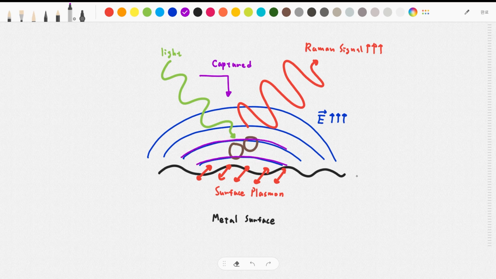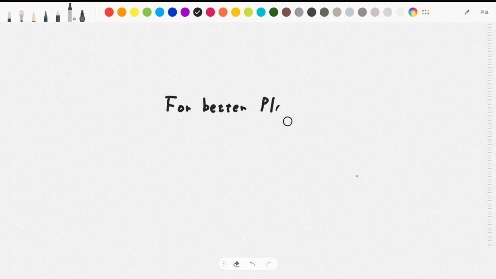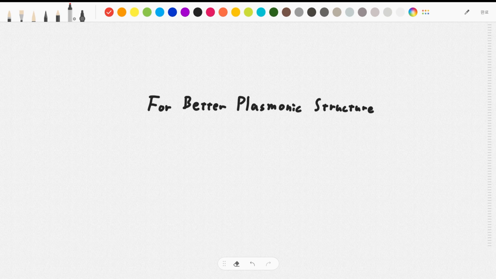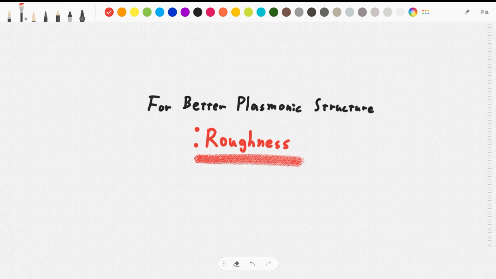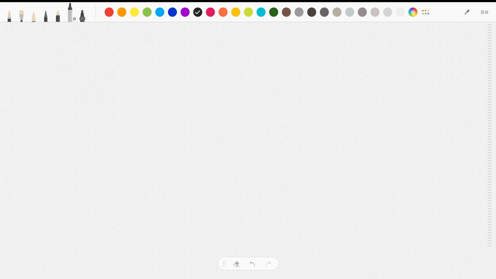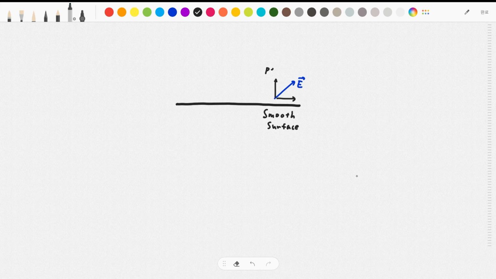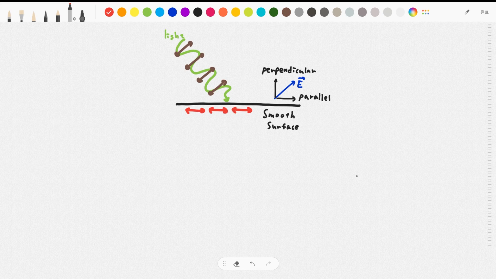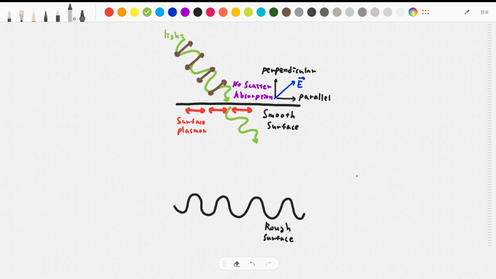Then, what is needed for a better plasmonic surface? The answer is roughness. At any point on the surface, the average electric field can be divided into one perpendicular to the surface and the other parallel to the surface. The parallel electric field just oscillates along the incident electromagnetic wave and does not affect the light direction. Only absorption can occur. But the perpendicular term can change the direction of light, meaning scattering occurs, so the perpendicular term should be greater for amplifying Raman.